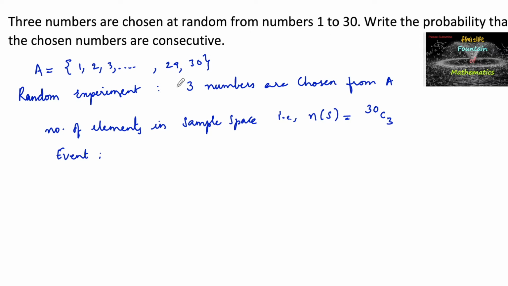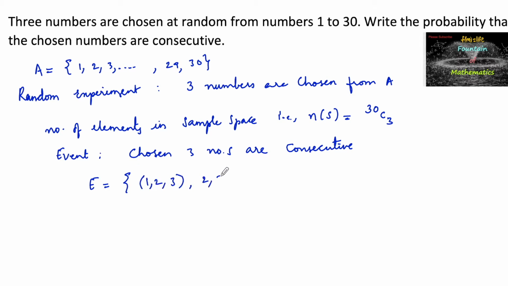The chosen numbers are consecutive, that is, the chosen 3 numbers are consecutive. So we can write the event as 1, 2, 3 or 2, 3, 4 or 3, 4, 5 and so on, 28, 29, 30.